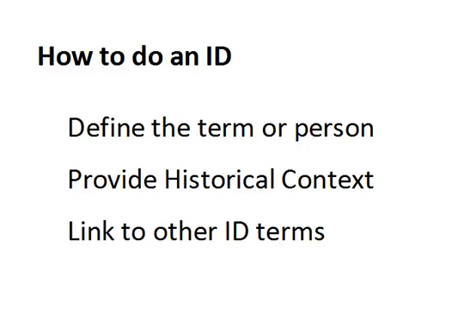Hello, U.S. history students. This is a look at how to do an ID. There are 3 steps. First, you define the term or the person. Second, you provide historical context. And third, you link the ID to other terms.